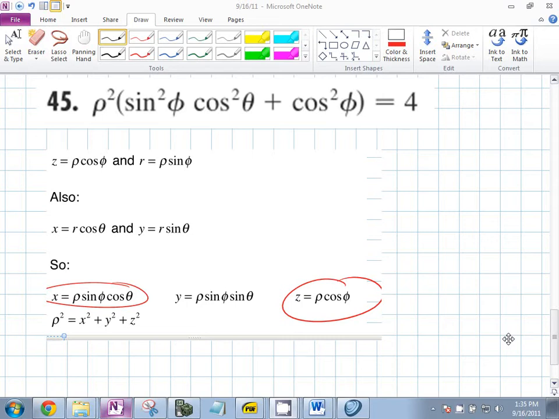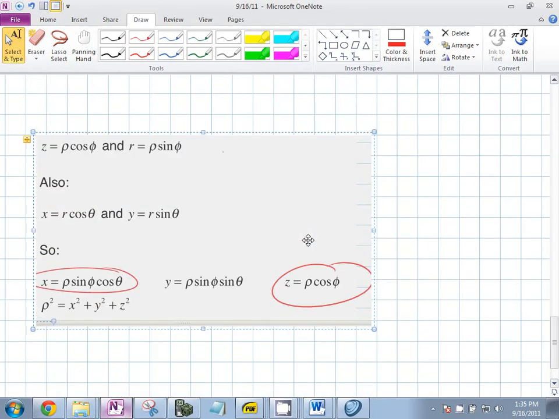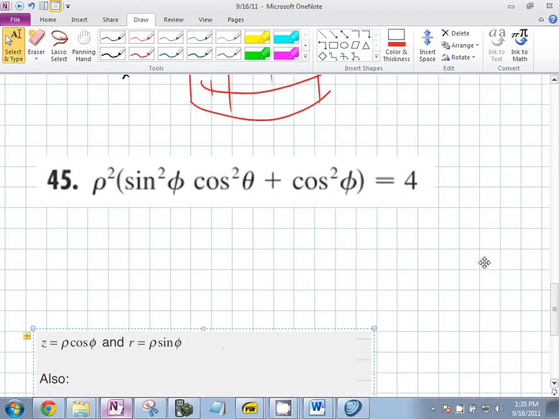Can someone give me one of the substitutions we could make? Sure, Josh, which one? Could we distribute the rho squared? Let's not distribute anything yet. What substitution could we make? We know that rho squared is x squared plus y squared plus z squared. Yeah, we know that. So x squared plus y squared plus z squared.